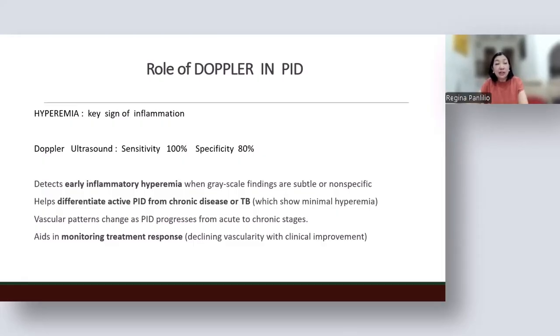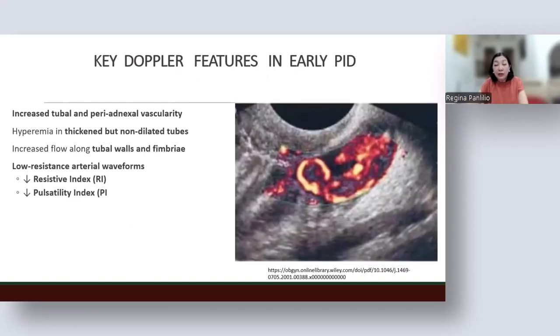And it may help differentiate active PID from chronic disease like tuberculosis, and also be a tool for monitoring treatment response. In earlier subacute PID, there is already increased tubal and periadnexal vascularity. And as I mentioned, the hyperemia may already be observed on Dopplers, even if the tubes are not yet dilated. And the hyperemia is usually seen in the fimbriated end and in the tubal walls. And on spectral Doppler, most studies show low resistance arterial waveforms.